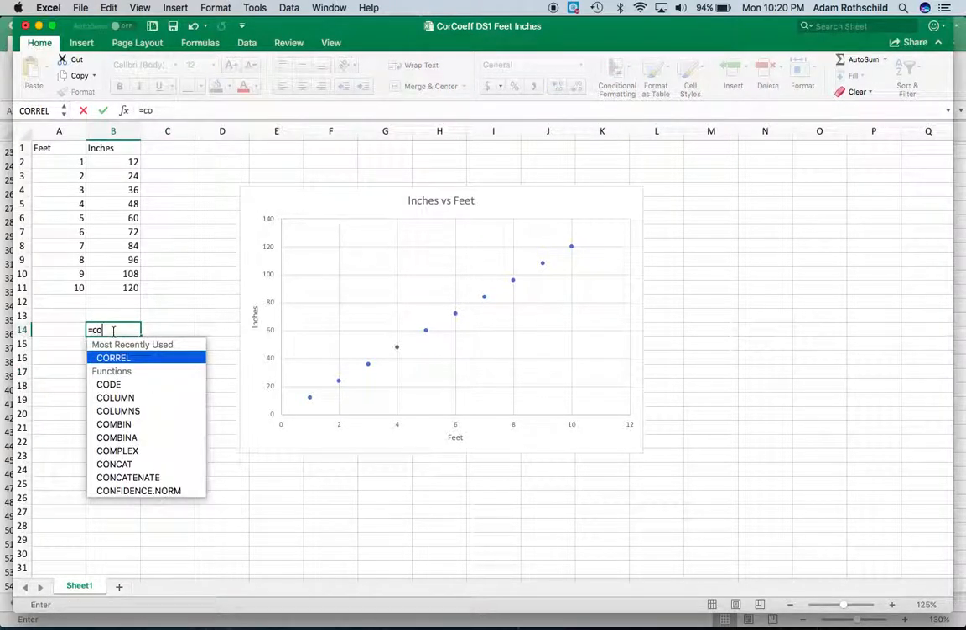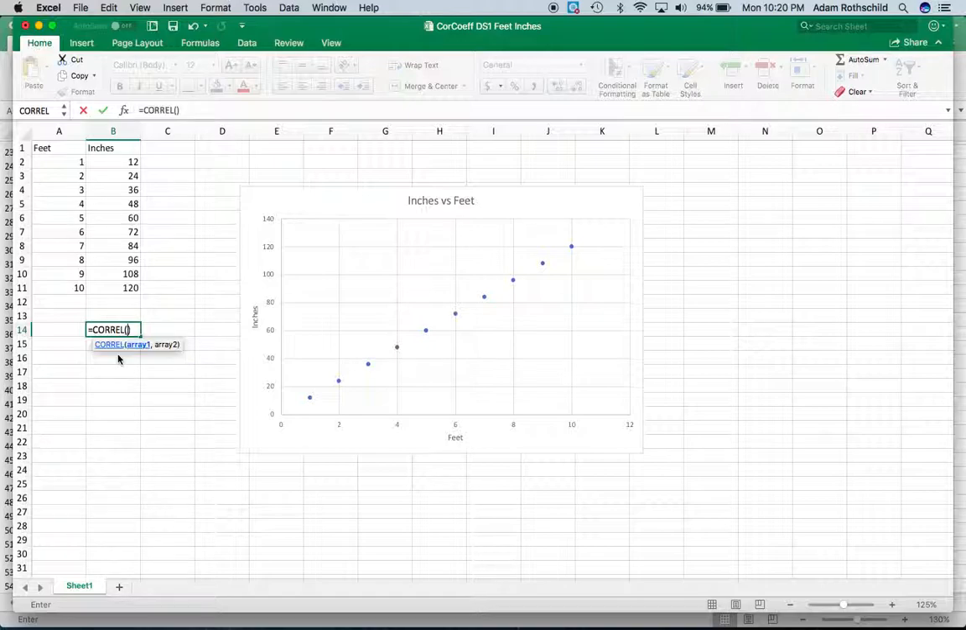It is CORREL. And this is a little bit different here. We have to enter two different arrays separated by a comma. So the first array is the first column, which is feet. You can see cells A2 and A11 there. I'm going to throw in a comma to separate it from the second array, which is going to be the inches column. You can see cells B2 to B11 right there.